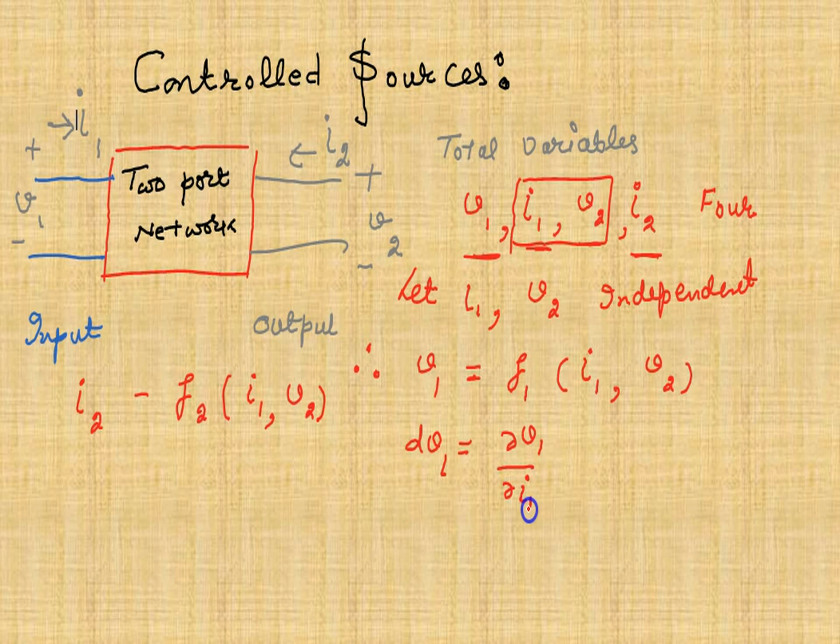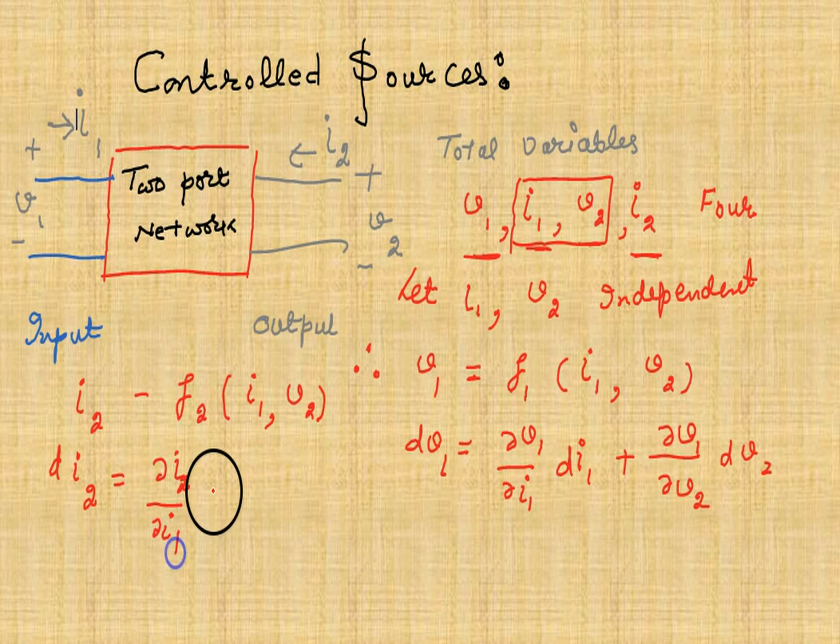So total differential dV1 is the sum of the partial differentials, like this. Similarly, the total differential of I2 is written in terms of the partial differentials. So these are the 2 equations.